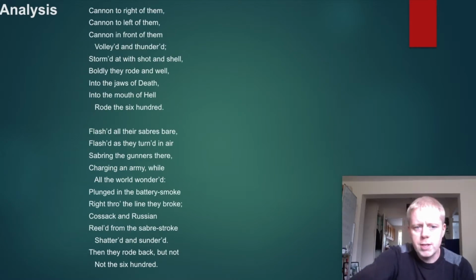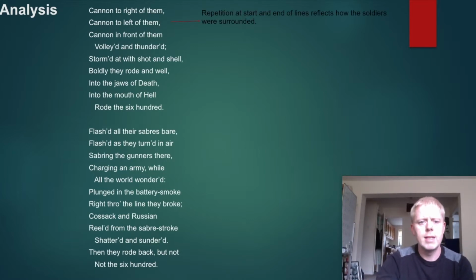Cannon to right of them. So let's look at the last line. So rode the 600 again. That's the same as the first two. Now it's not the 600. Then they rode back, but not the 600. So emphasis there that not all came back, not all returned, so alluding to those who died.